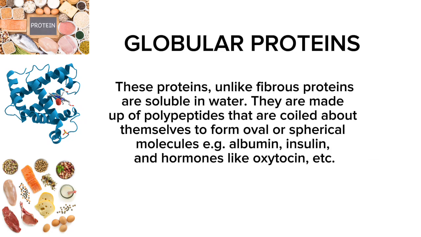Globular proteins. These proteins, unlike fibrous proteins, are soluble in water. They are made up of polypeptides that are coiled about themselves to form oval or spherical molecules. Examples: albumin, insulin, and hormones like oxytocin, and so on.